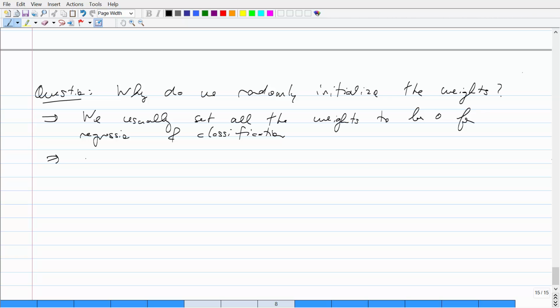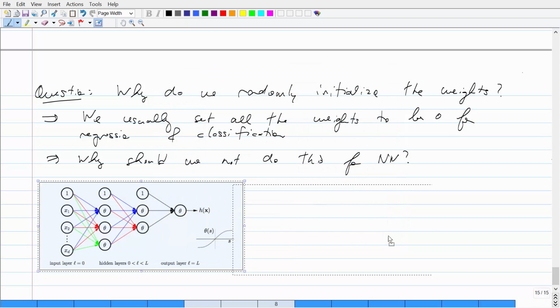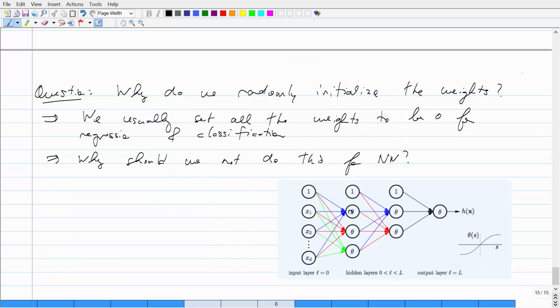So why should we not do this for neural networks? NN stands for neural networks because I don't want to write much. Here's a very simple example. Here's the nice diagram that I have. These are all activation functions. If all the weights are 0, what's going to happen? Every single one of these connections is going to be 0, 0, 0, 0, whatever.